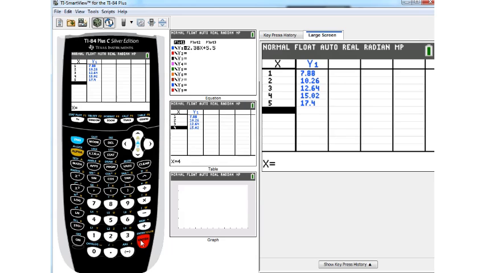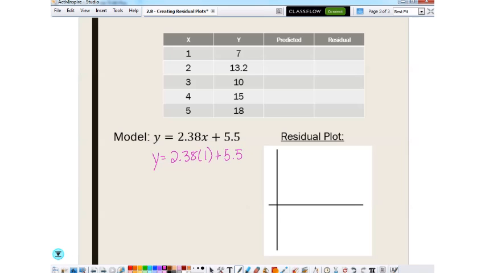To fill in our chart, we get 7.88, 10.26, 12.64, 15.02, and the last one is 17.4.